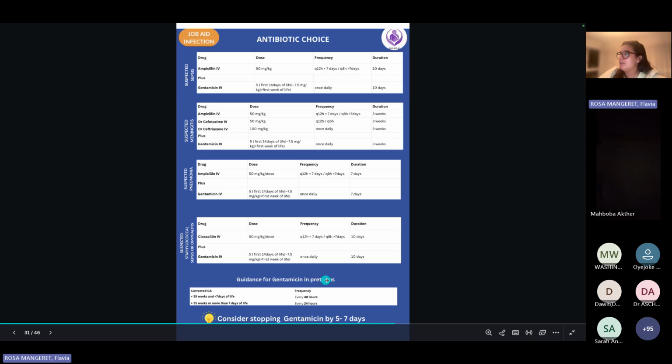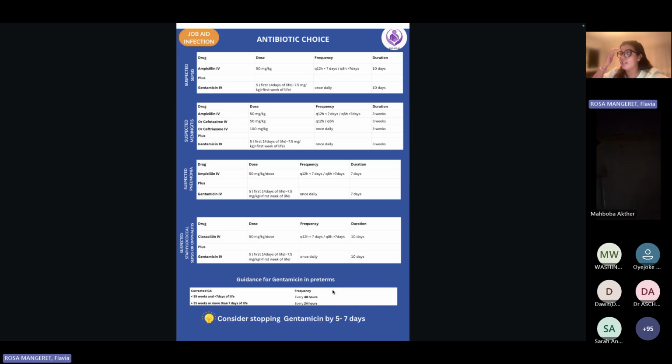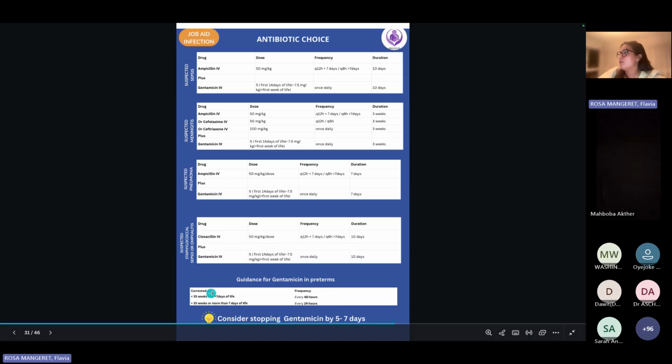Guidance for gentamicin in preterms: we have a corrected dose. Gentamicin is ototoxic and nephrotoxic. So for preterms, less than 35 weeks, give it every 48 hours, and more than 35 weeks, every 24 hours. And we suggest considering stopping gentamicin after 5 to 7 days.